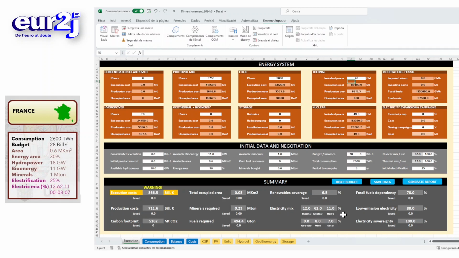Now all the data from the territory card is introduced in the Excel book. Going to the summary part, we can now see the characteristics of the energy system of the country. We see, for example, the total cost of installing all these plants. Or we see the cost of producing all the energy of the country, or the annual carbon footprint of the country.